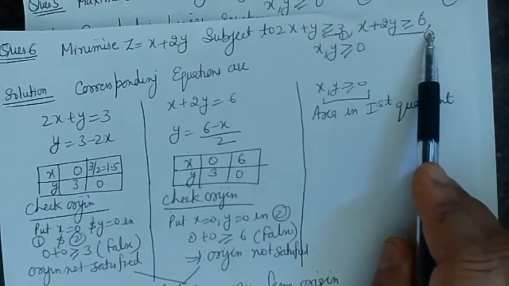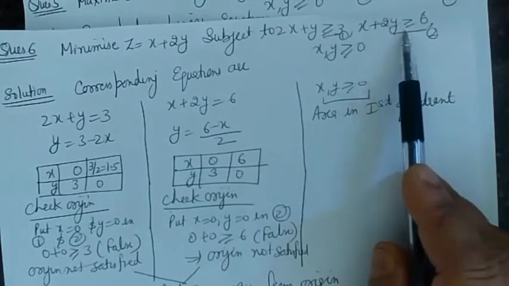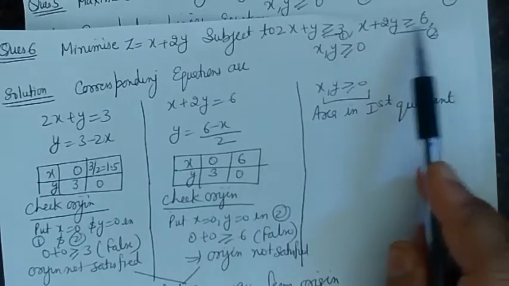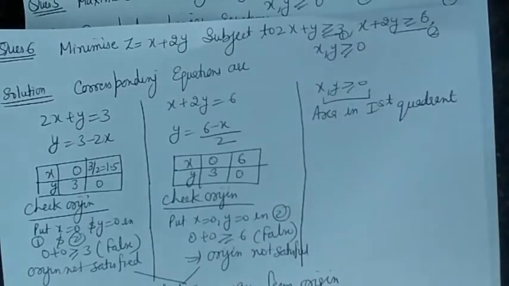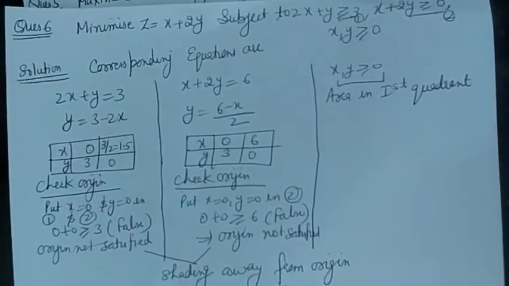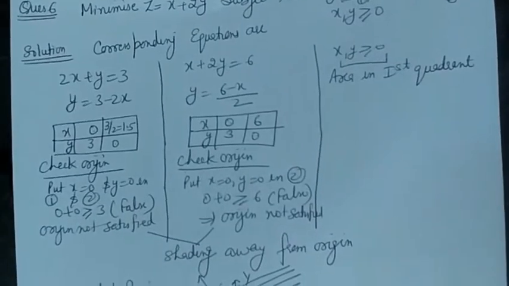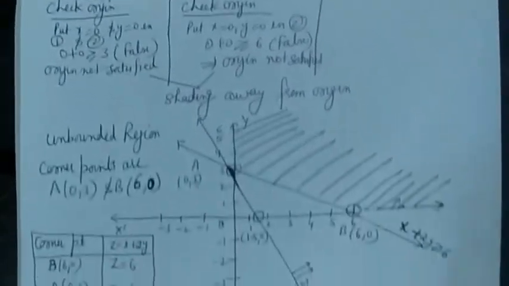Origin is also not satisfied. Hence this shading will also be away from the origin. Okay. And also both these signs are greater than or equal to, so this feasible region will be an unbounded one. Okay. So let us plot.